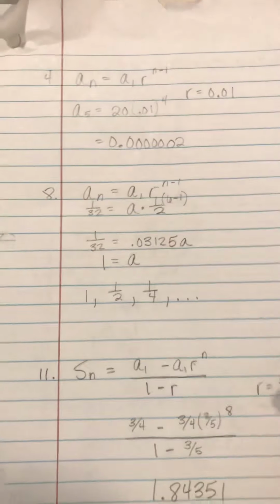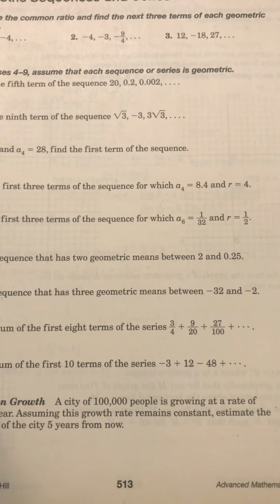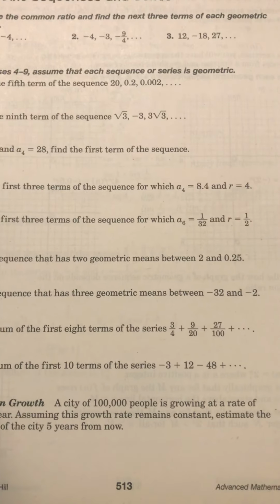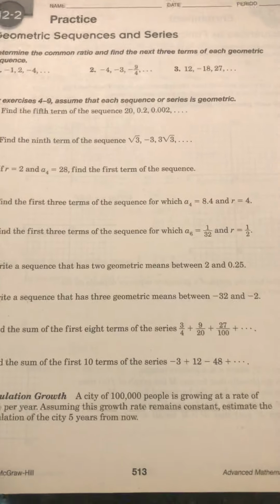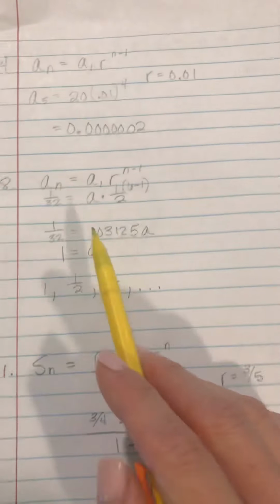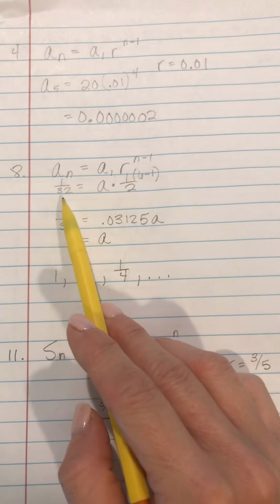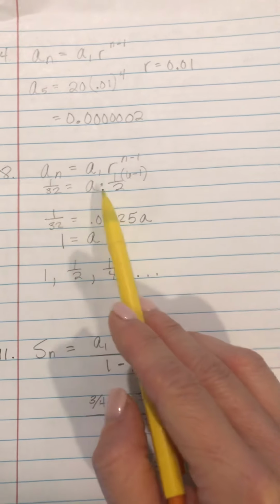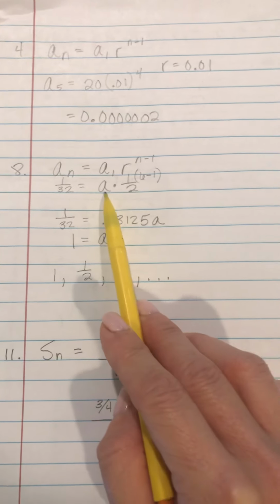8, I'm going to go ahead and work 8. Find the first 3 terms of the sequence for which the 6th term is 1 over 32 and r equals 1/2. So they give you different information, but same formula, not a big deal. So for number 8, again, I wrote my formula out. I'm just going to fill in what I've got. An is my last term. That's 1 over 32. A1 is my first term. I don't have that, so I'll just put A. We don't know what it is.